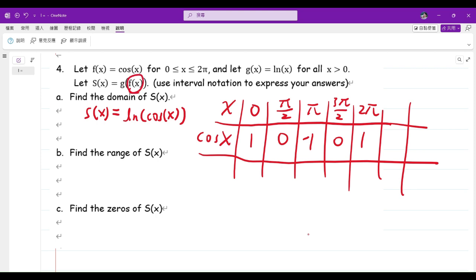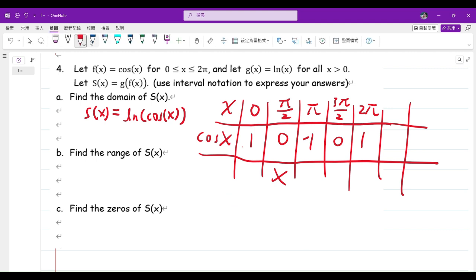But the output of f of x becomes the input of g of x. So you have to think about what happens when you plug in 1 to ln. So ln 1, does that make sense? Yes, we can find the value of that. And can we plug in this? How about ln 0? No. How about from 0 to negative 1? Any negative value I plug in here is undefined. So you have to take out the domain from here to here.